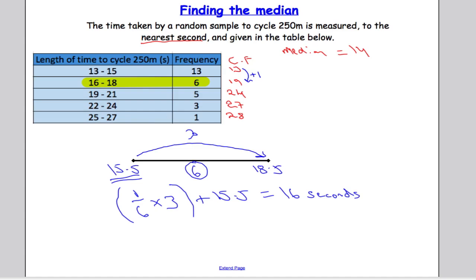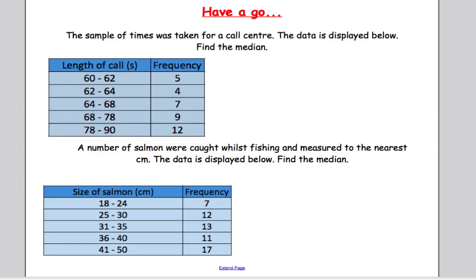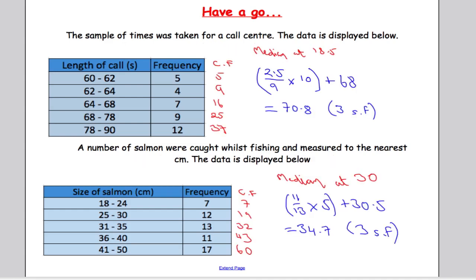Okay, hopefully you managed to understand that. Let's give you a chance to try some now. So pause the video and see if you can work out the median for these two different questions. Okay, hopefully you've managed to do that. I'm going to bring up the solutions now, and I will briefly talk you through them just in case.